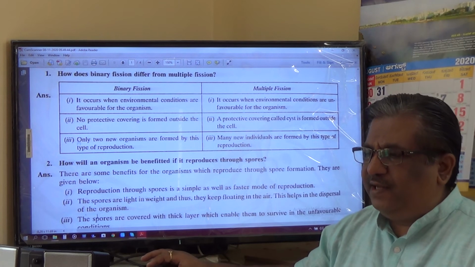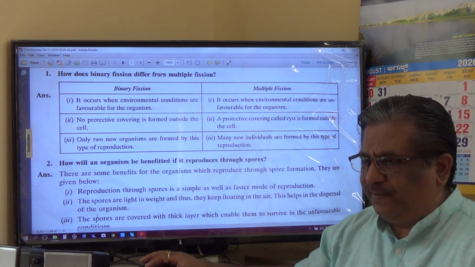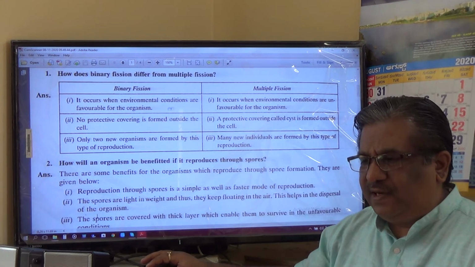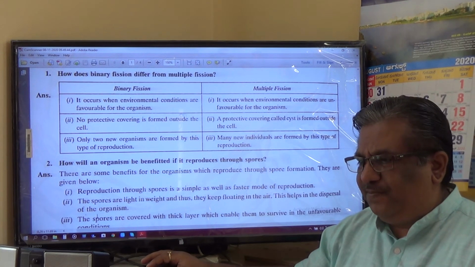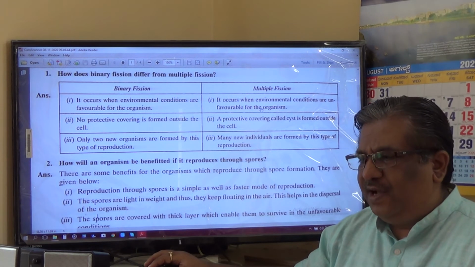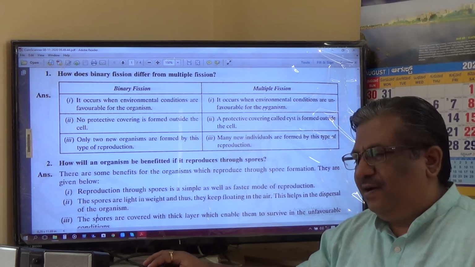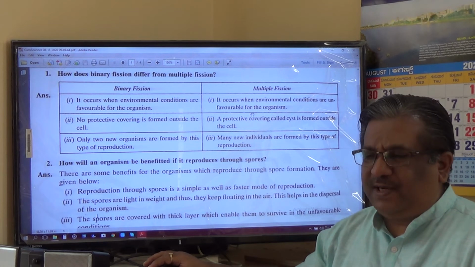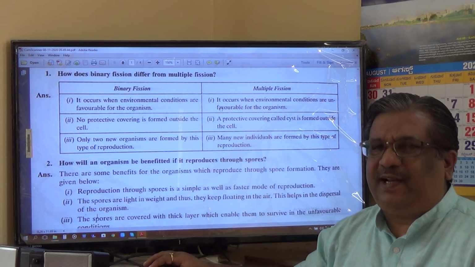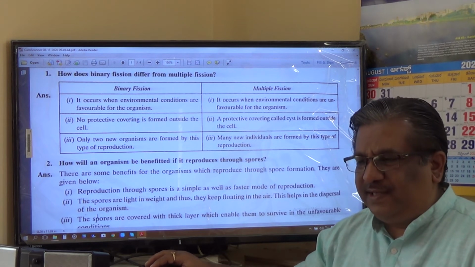How does binary fission differ from multiple fission? Binary fission occurs when environmental conditions are favorable for the organisms. Multiple fission occurs when the environmental conditions are unfavorable for the organism. See, I do not accept this unfavorable condition. So probably we can take out this first one, favorable and unfavorable conditions. Let us see the next one.